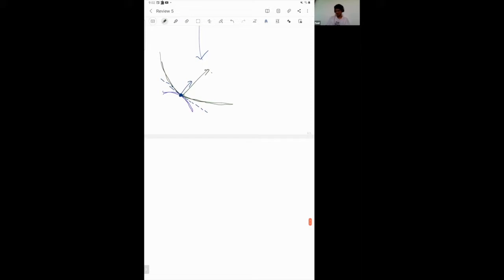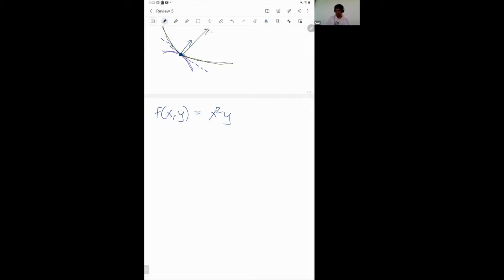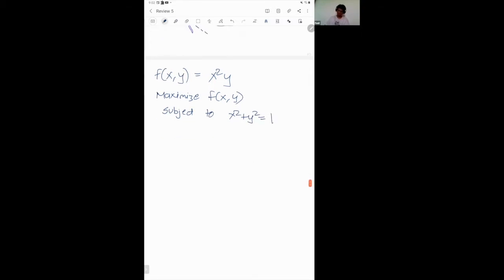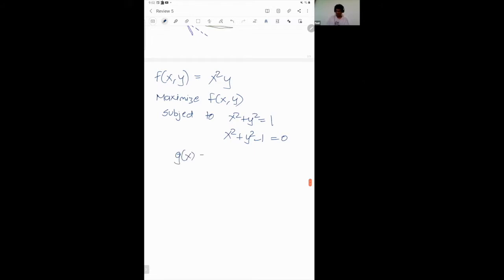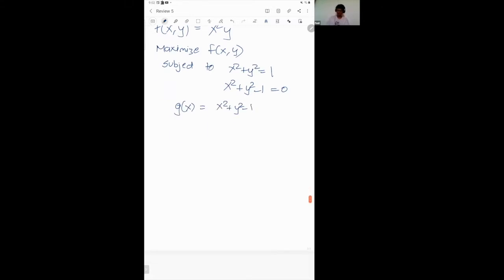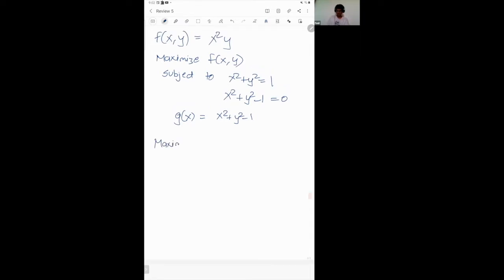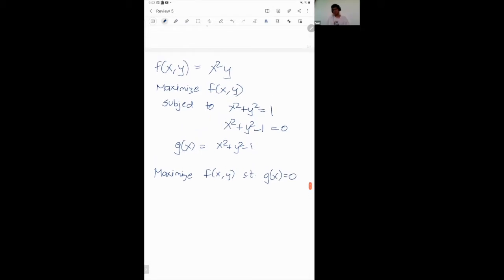Now, for the previous example, we had f of xy is equal to x square y, and we have to maximize f of xy subject to x square plus y square is equal to 1. So I'll let g of x be x square plus y square minus 1, equal to 0. So it's maximize f of xy such that g of x is 0. Till here, does it make sense? Any doubts till here?